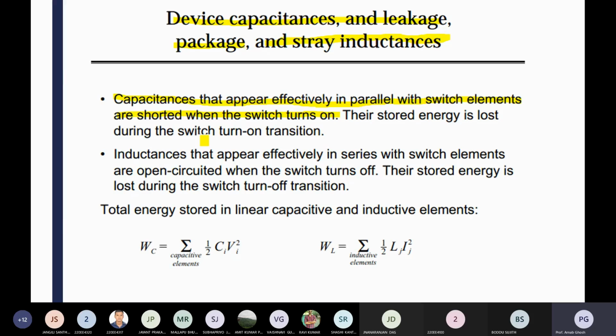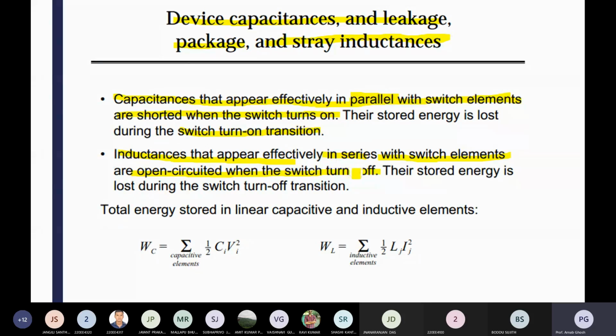In the switch turn-on transition, the inductance will appear effectively in series with the switch element, and is open circuited when the switch is turned off. So when the switch is turned on, the capacitive effect appears in parallel with your switching element, and when the switch is turned off, it becomes open circuited, and that property looks like inductance. The stored energy is lost during the switch turn-off transition, so energy is lost due to the switching turn-off transitions.